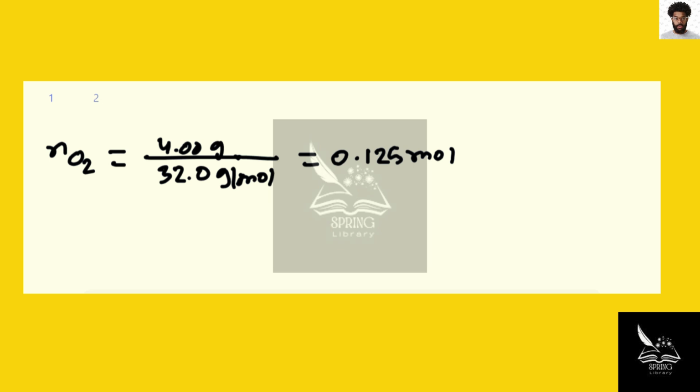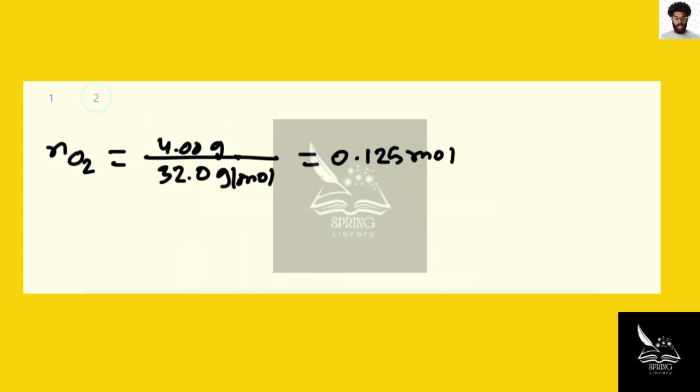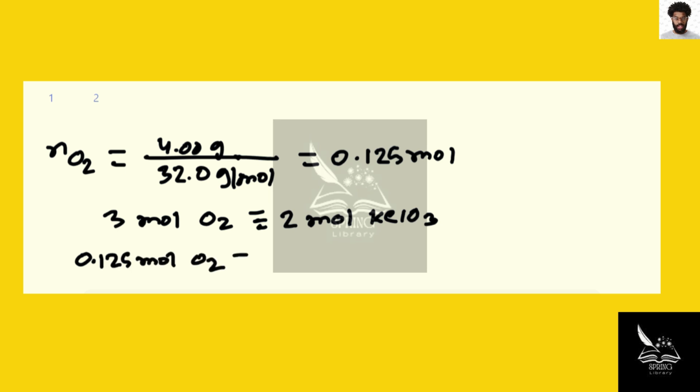So from here we can find the number of moles of KClO3 which is reacting. From the balanced equation, we can see that 2 mole of KClO3 is reacting with 3 mole of O2. So we can write 3 mole O2 is identical to 2 mole KClO3. That means 0.125 mole O2 will be identical to 2 over 3 times 0.125 mole, which will give us a value of 0.083 mole.